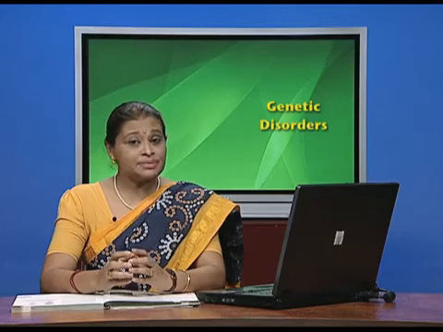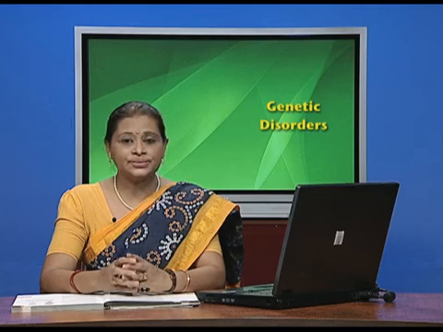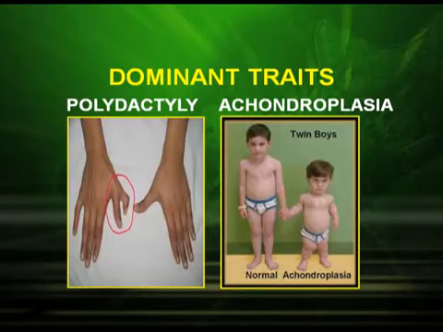Now we have some examples of autosomal dominant traits. One is polydactyly. You must have seen a person having more than 5 fingers, as the picture shows. Another important one is achondroplasia. In this particular picture, you can see twin boys. One is normal, and the other one, although they are twins, is suffering from a disease, achondroplasia, which is the shortening of the normal bones.